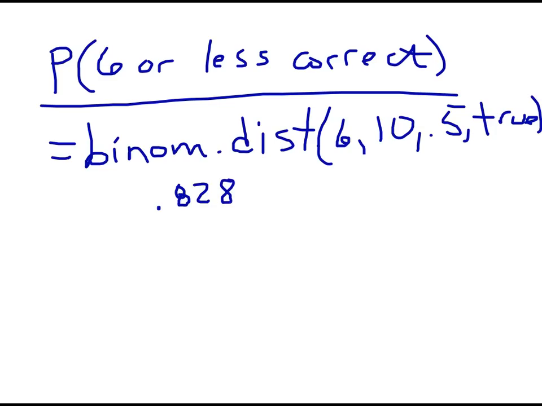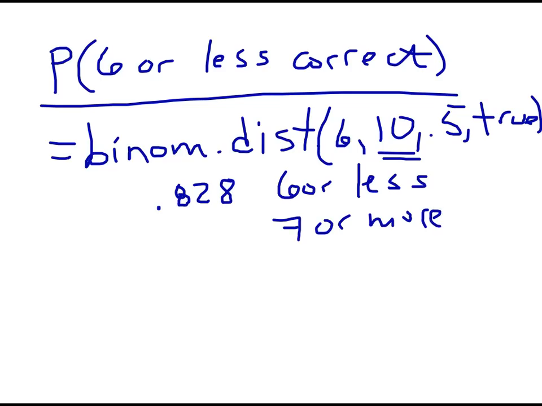Remember also, if we take all of our probabilities for a particular set of tests, they should equal 1. So if this is 6 or less, and we add 7 or more, which is 0.172, this should equal 1.0. So that's the conclusion of binomial distributions. Next, we're going to talk about the normal distribution.